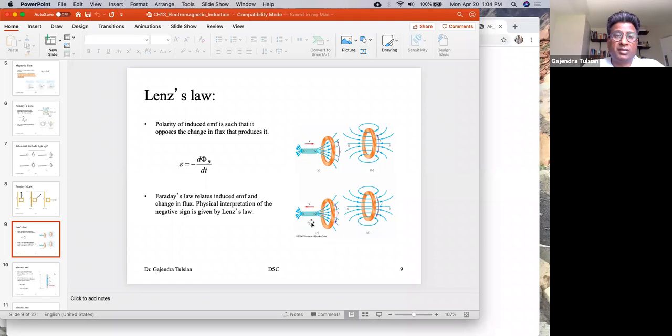Okay, so anyway, Faraday's law relates induced EMF and change in flux. The interpretation of the negative sign is given by Lenz's law. Again, the polarity of induced EMF is such that it opposes the change in flux that produces it. So if you're increasing flux in this direction, the induced current is producing a flux in the opposite direction. Okay, so that's what that is.